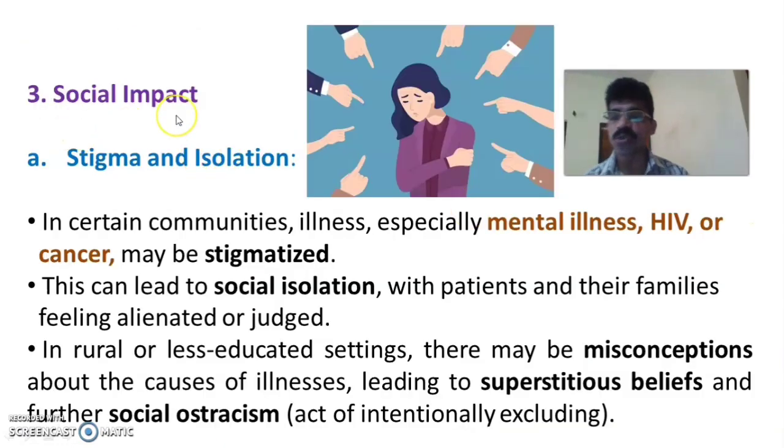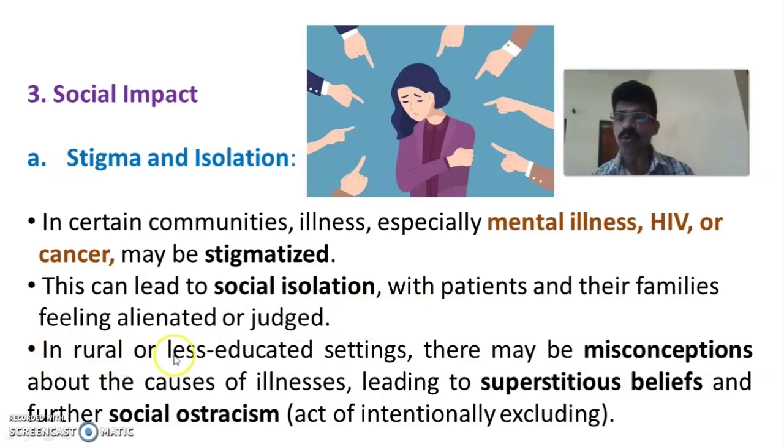The third impact is social impact. In that, first is stigma and isolation. We have already introduced what stigma is. Stigma leads to isolation of the family and the patient in the society. In certain communities in India, illness, especially mental illness, HIV, AIDS or cancer, may be stigmatized. Society may not accept those people. This can lead to social isolation for the patients and their families. They feel alienated, isolated, lonely, and they are judged by the society.